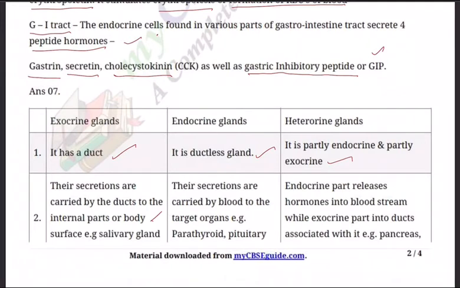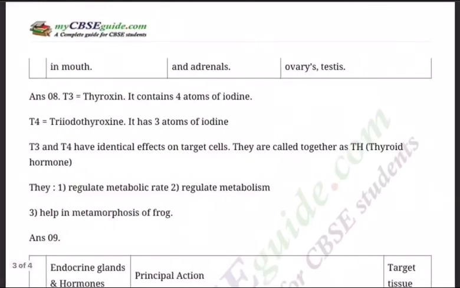Whereas endocrine glands, 360 degrees they can secrete because they are ductless glands. So their secretions are carried by blood to target organs. Example, parathyroid, pituitary, all these. Mixed one, endocrine part releases hormones into bloodstream while exocrine part into ducts associated with it. Like pancreas is a mixed gland. So it is a blend of exocrine and endocrine. And of course, also in the mouth, adrenals, ovaries and testes.